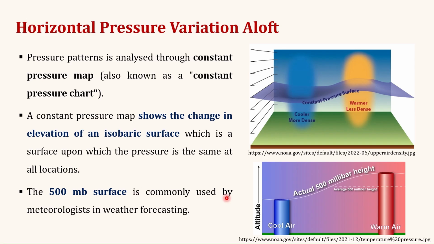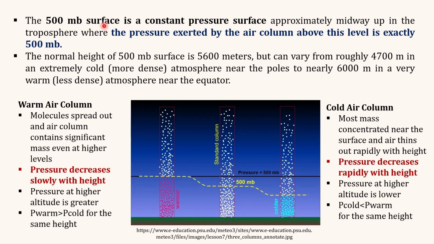And for the purpose of weather forecasting, the 500 millibar surface is commonly used by meteorologists. The 500 millibar surface is a constant pressure surface approximately midway in the troposphere, where the pressure exerted by the air column above this level is exactly 500 millibar. The normal height of this 500 millibar surface is approximately 5600 meters, but this height may vary from roughly 4700 meters in the extreme cold atmosphere to approximately 6000 meters in the warm atmosphere.